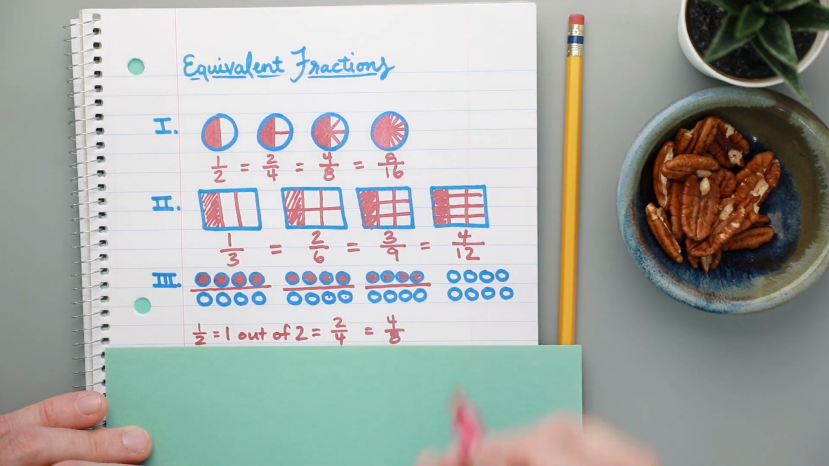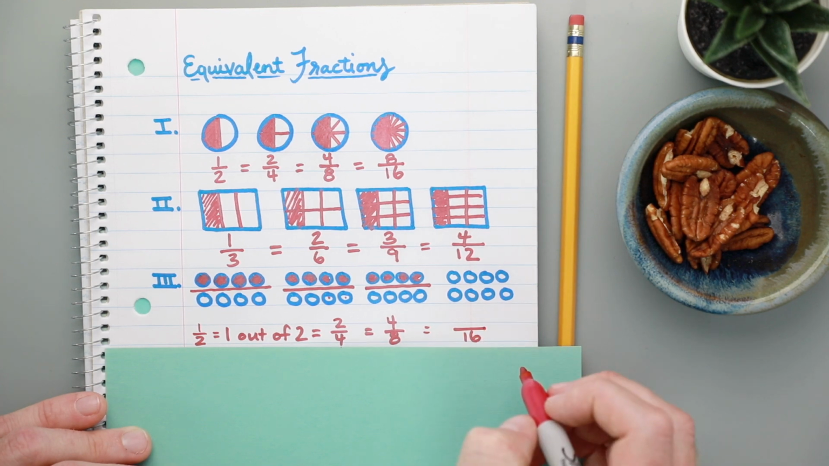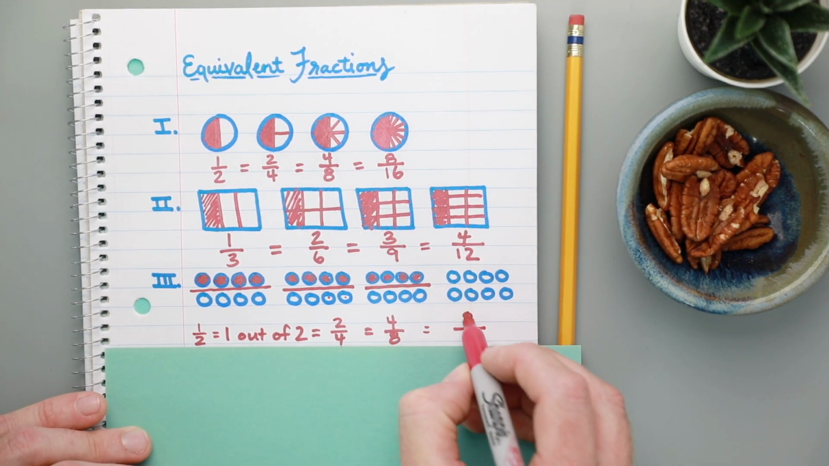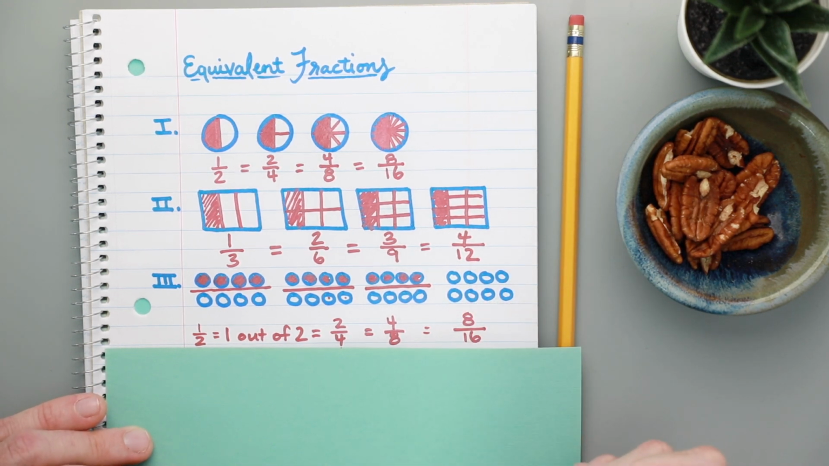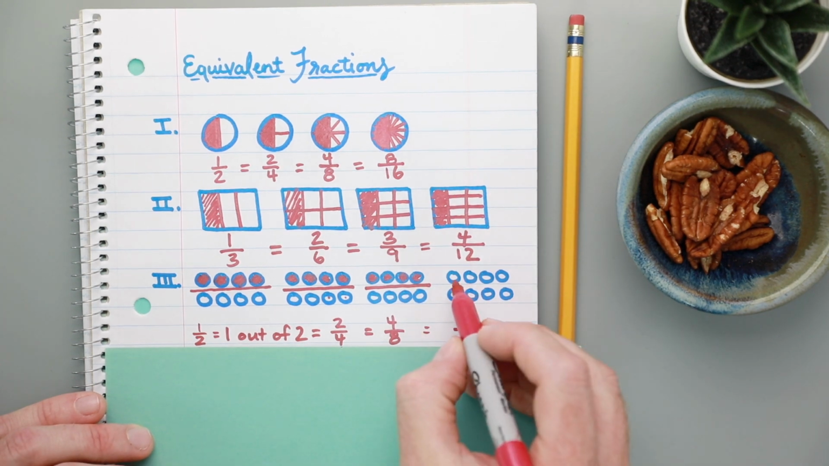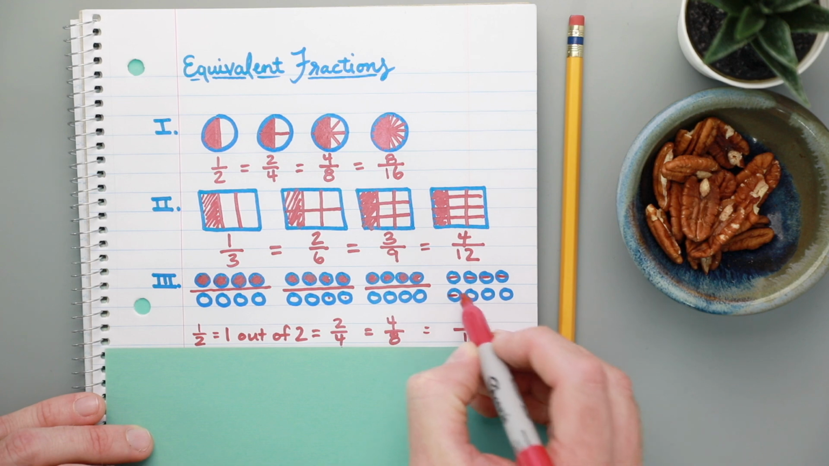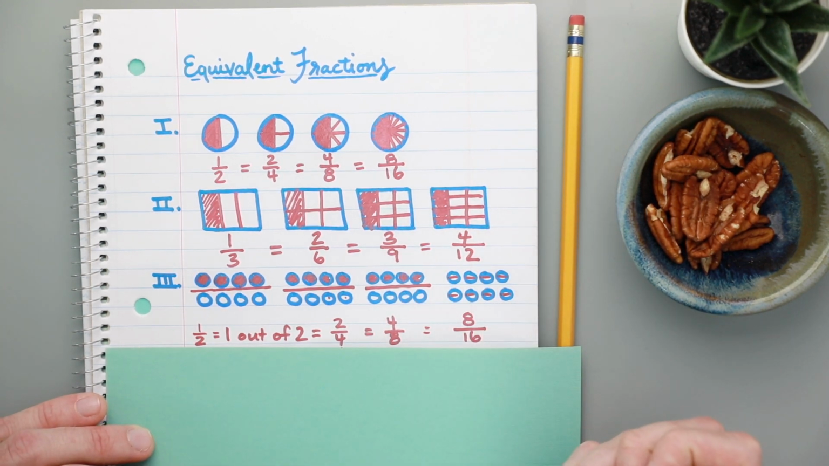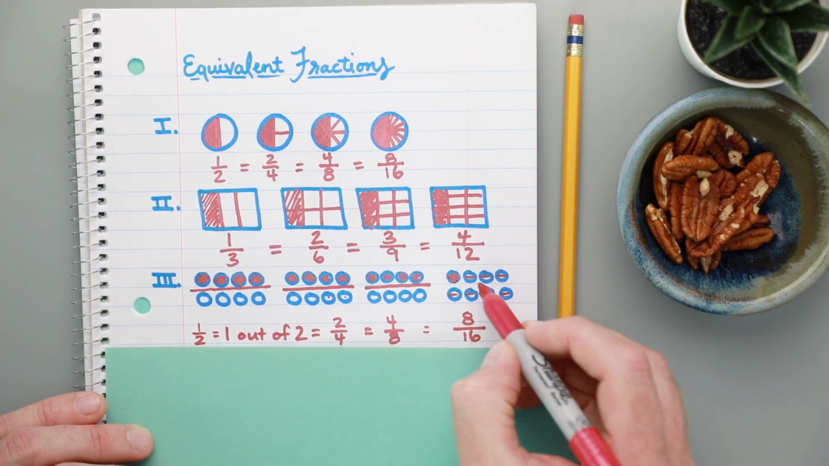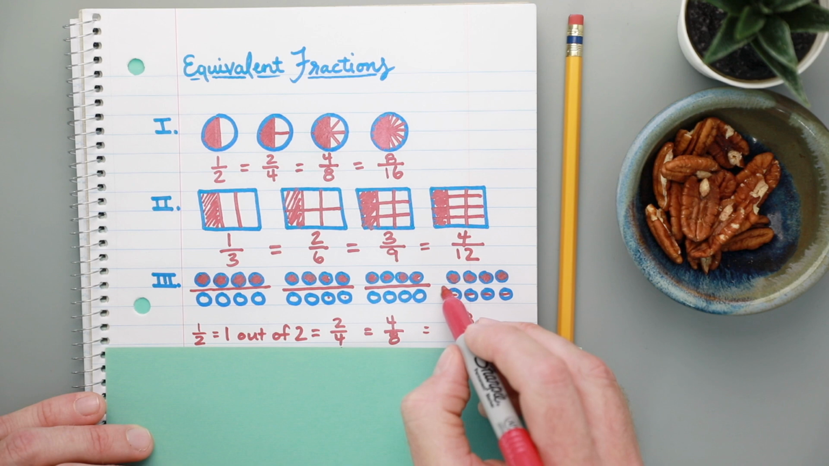Well, what happens if we want to do 16? And if we're going to do half of 16, we have to do 8/16. But we only have 8 circles here. Sounds like a challenge to me. Maybe if we were to cut them in half, and instead of saying each circle is worth 1, now each half is worth 1. So then we would have 2, 4, 6, 8 out of 16.